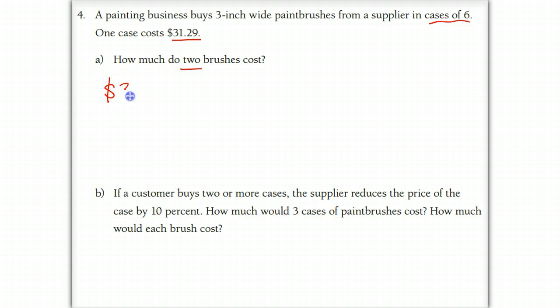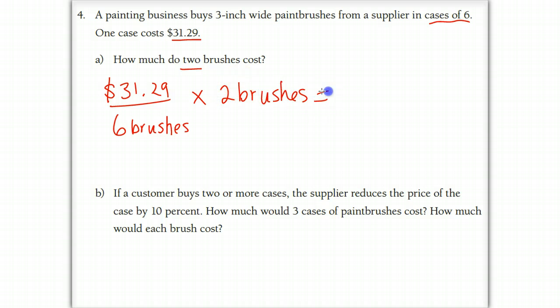So we know that it costs $31.29 to get 6 brushes, but we just want to have 2 brushes. So we just multiply this by 2 brushes. And because we've got brushes on the top here and on the bottom of our equation, they cancel out, and we're just going to be left with dollars, which is what we want. And so we're going to go 31.29 times 2, all divided by 6. And when we do that, we get an answer of $10.43. So that's how much it costs for 2 brushes.